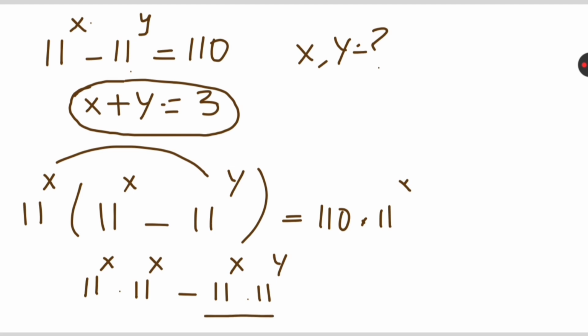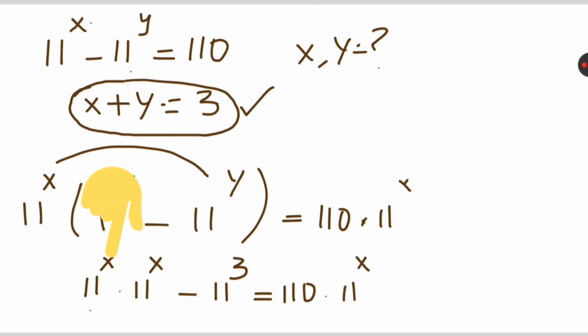When bases are the same, we can add the exponents. So after using that property, this becomes 11 raised to the power of x plus y. For x plus y, using the second equation, we can write this as 3. So that is equal to 110 times 11 raised to the power of x. Now observe this: 11 raised to the power of x times 11 raised to the power of x minus 11 raised to the power of 3, that is equal to 110 times 11 raised to the power of x.